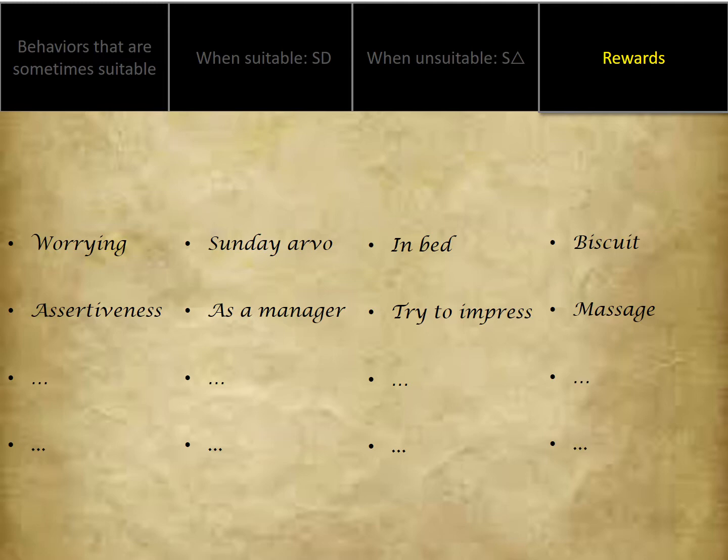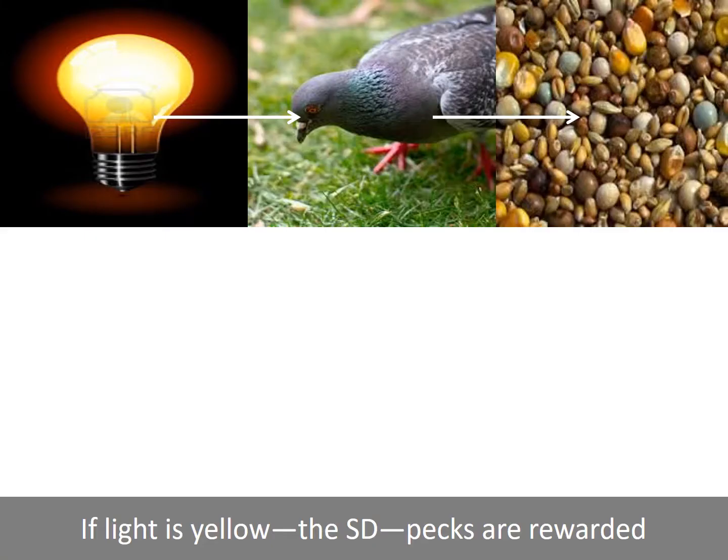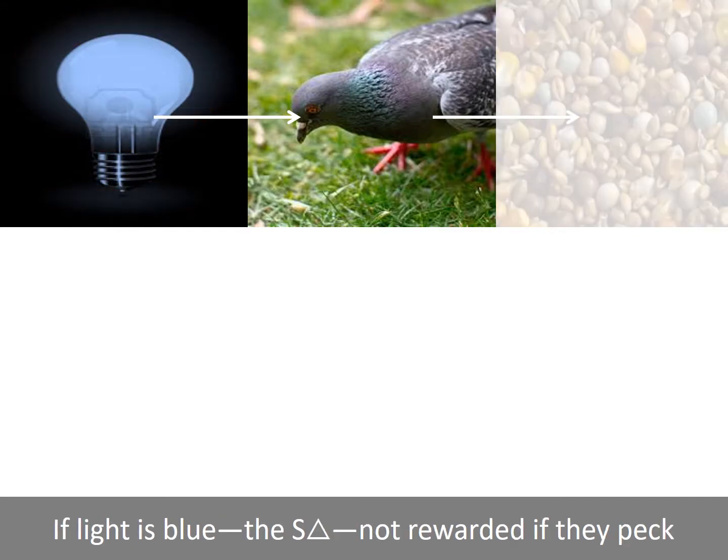Discrimination training was originally examined in animals such as pigeons. Now, pigeons often peck at the ground, usually to seek food. In one study, if a yellow light was turned on, the pigeons would receive a reward, such as food, whenever they pecked the ground. If a blue light was turned on, the pigeons would not receive the food when they pecked the ground. Over time, the pigeons learned to peck the ground only if the yellow light was turned on.